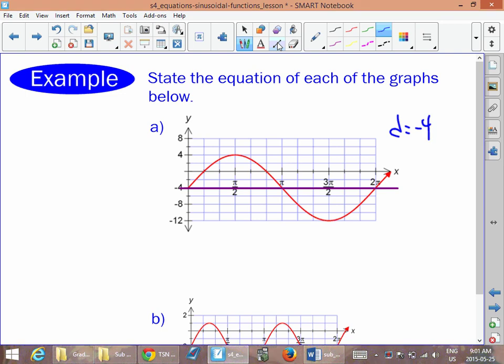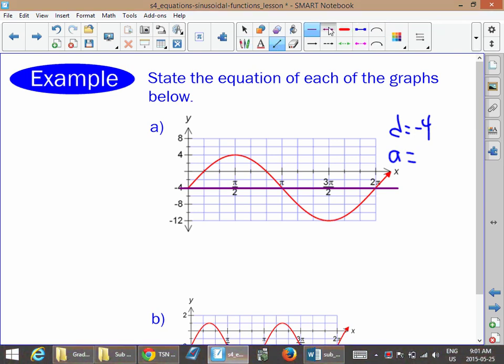Alright? Now, what's A? Because that's actually the next thing we should figure out. Well, of course, A is the height between the vertical middle and the top of the graph, and that is 1, 2, 3, 4 units. So in this particular case, A is also 4. They're not usually the same, but they are in this case. Okay? So D and A are the easiest to find from a graph. Then we'll worry about B and C.